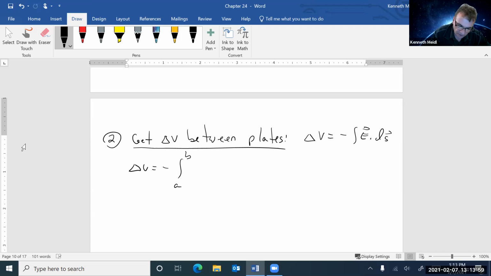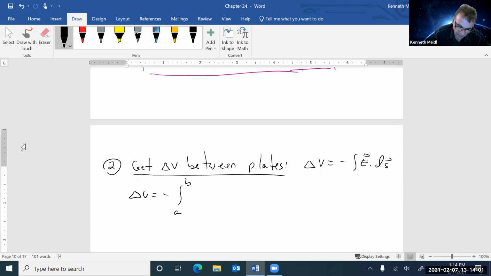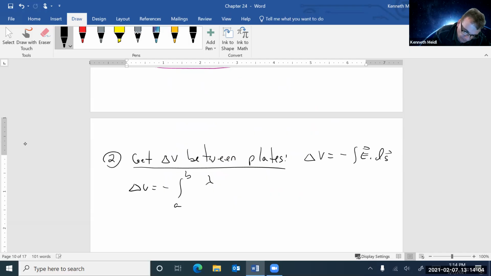And my electric field is all this monkey business we have up here, which is really a lambda all over a 2 pi epsilon 0 and r to the minus 1 times dr. And so this is not awful to actually integrate. A bunch of this stuff will come out here for free.